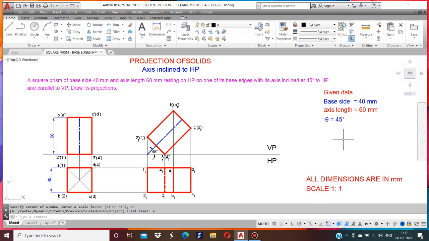So this is a very simple problem, how to draw the square prism in the engineering graphics class.